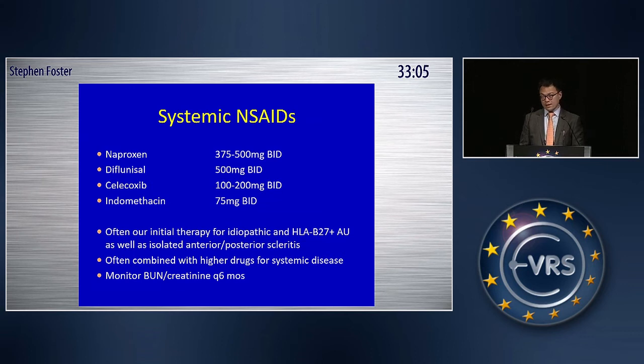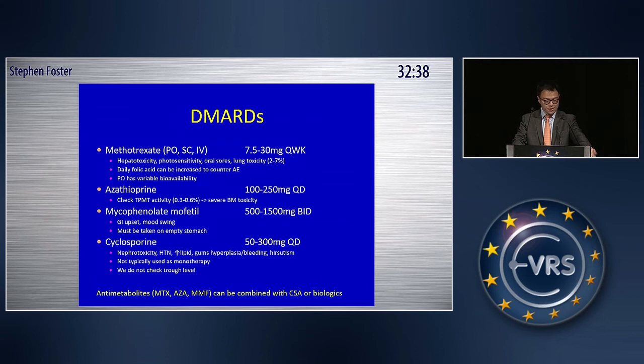But that's, again, like I mentioned earlier, oftentimes our favorite first-line therapy for idiopathic non-granulomatous anterior uveitis or HLA-B27 anterior uveitis, and also scleritis. Whether it's anterior scleritis or posterior scleritis, as long as you don't have anything systemic going on, like an elevated ANCA titer, or lupus or something like that, if it's just an isolated scleritis, I think it's our favorite therapy to go to. And for that, you have to monitor the kidney function every 6 months.